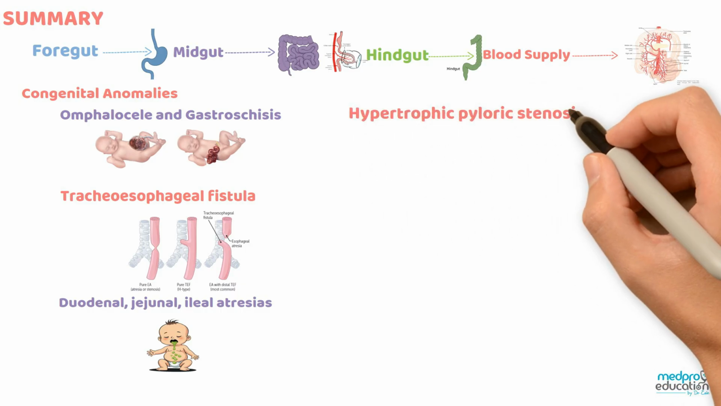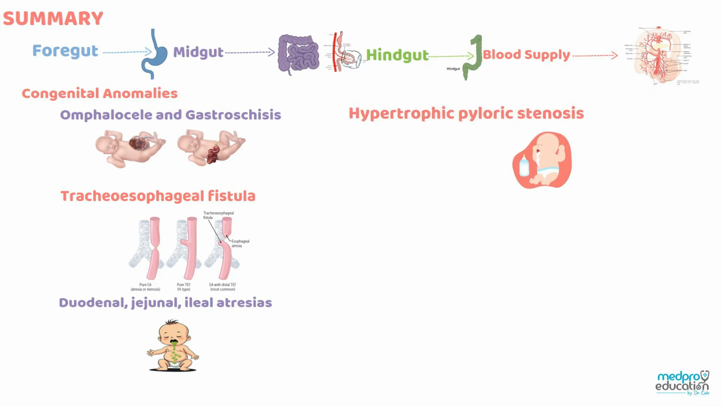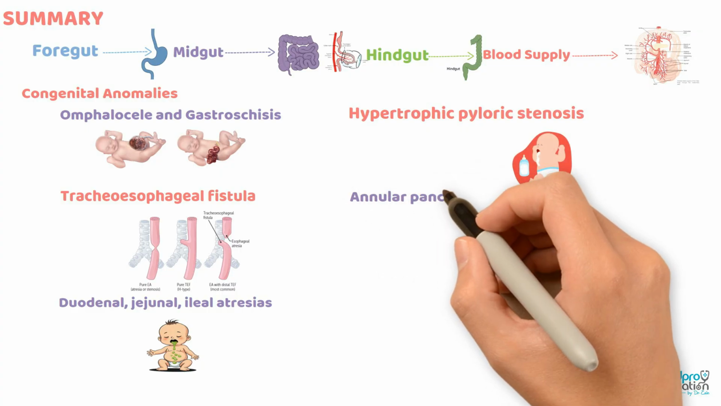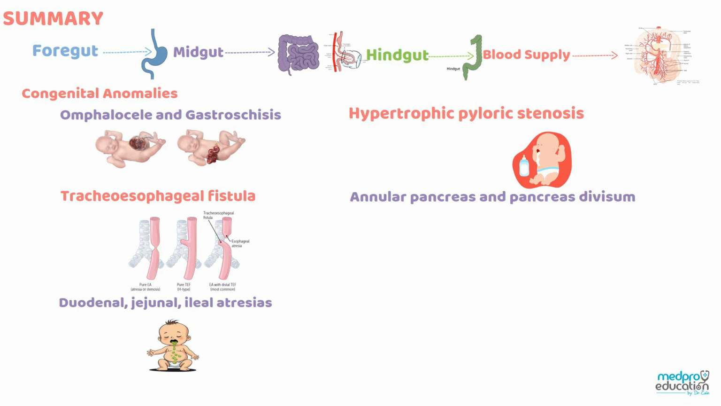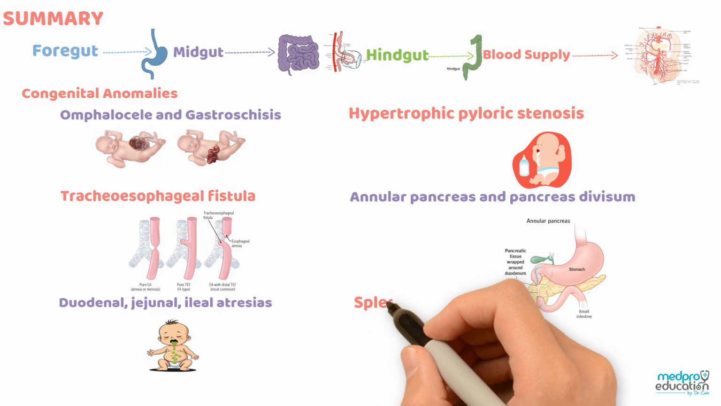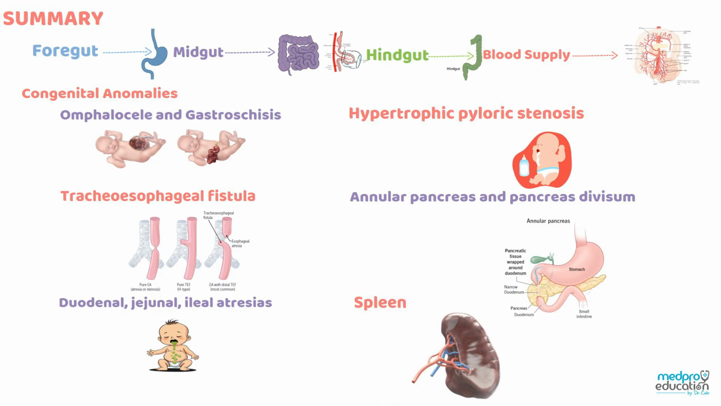hypertrophic pyloric stenosis, persistent non-bilious vomiting and visible peristalsis, annular pancreas and pancreas divisum, cause of adult pancreatitis, spleen from mesoderm, not endoderm. These concepts are frequently tested and critical for clinical reasoning.